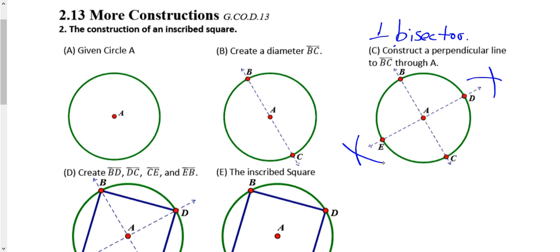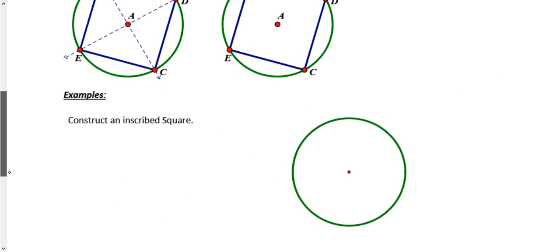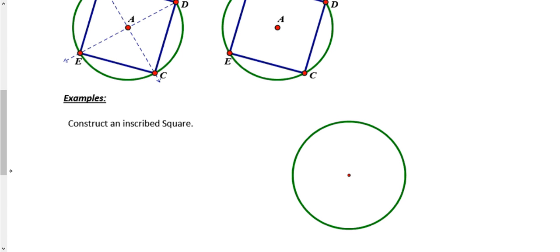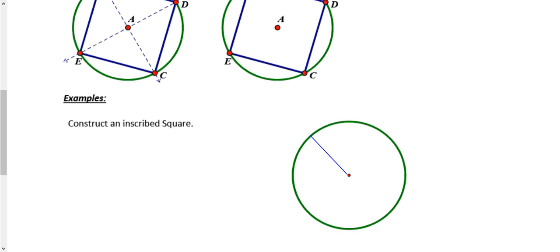And now, do we have 4 points to connect? Yes. Connect the dots. Okay? So everybody try it down here. All right, I'm going to do it so you can watch. I need to put in a diagonal, or a diameter, sorry.